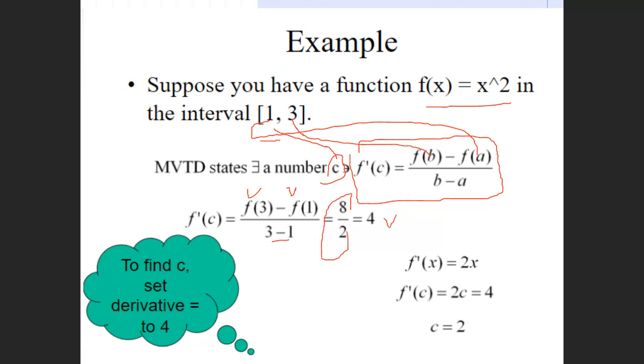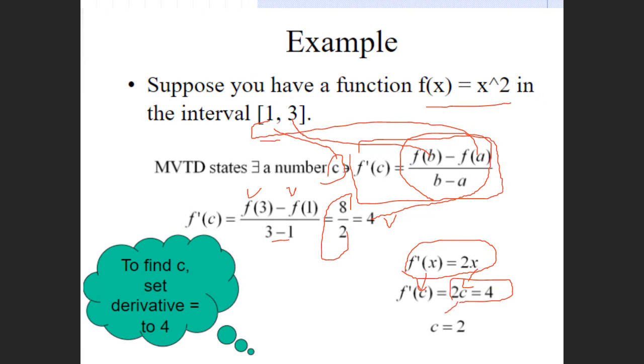Now according to the formula, this value of 4 is the value for the secant line. f of b minus f of a divided by b minus a is equal to 4. So now I have to find the value of c. Find f dash of x, differentiate the original function. When you differentiate the original function, it will be equal to 2x, and then replace x with c. So 2c is equal to 4.